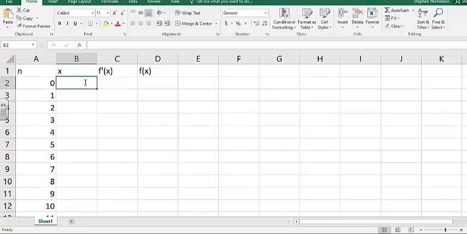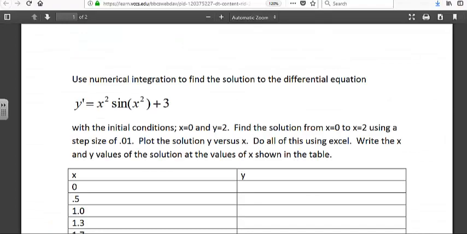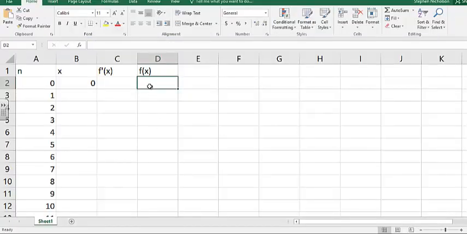Our initial condition is x equals 0 and f of x equals, what was it equal to? Where's my handout? y equals 2. Okay, so that's y equals 2.